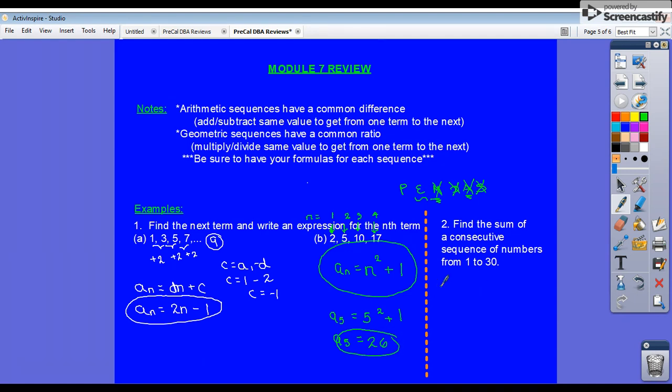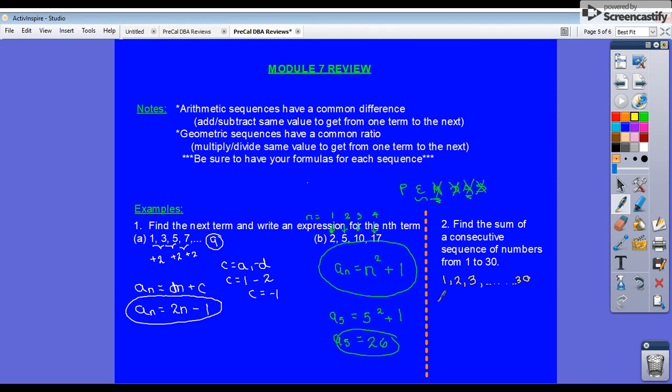And then here, I am looking for the sum of the numbers from 1 to 30 given a consecutive sequence of numbers. So that means 1, 2, 3, 4, all the way to 30. If I were to have a sequence of numbers from 1 to 30, notice that there's a common difference of 1. So I add 1 to get from one number to the next, making this an arithmetic sequence.